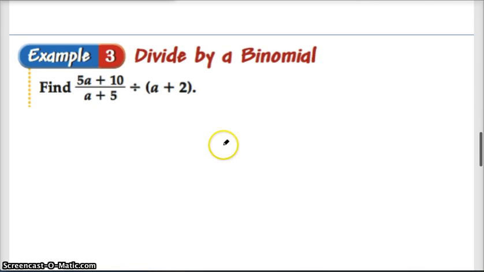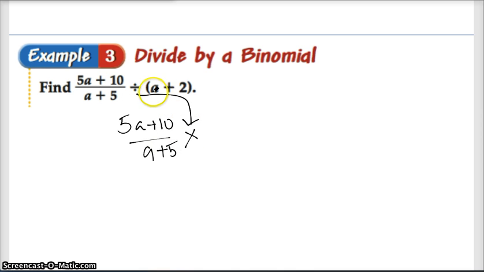We have this guy, which is very similar. 5a plus 10 over a plus 5. We're going to change our division sign to multiplication. But wait a second. Look at this fraction, a plus 2. It's not a fraction, right? Well, we could always throw a 1 in the denominator and make it a fraction. So with that, now that we've changed our division sign to multiplication, we're going to take the reciprocal of the fraction that follows the division sign, and that will be 1 over a plus 2.